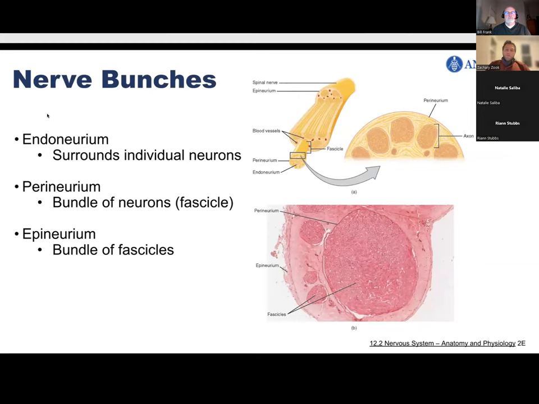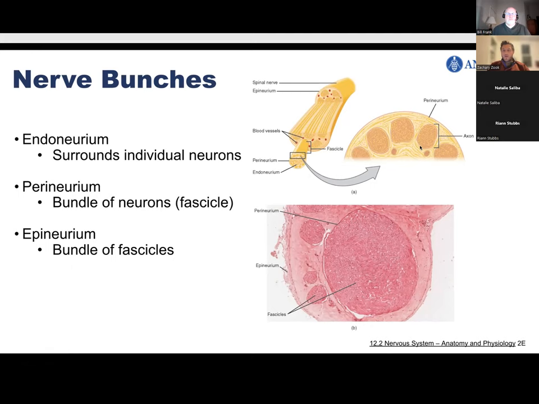So how are nerves bunched, specifically in the peripheral nervous system? When you think about it, you have probably hundreds of thousands of nerves coming from different places, from your feet, from your hands, and it would be kind of messy just to have them scattered throughout your arm. So most nerves run in nerve bunches, right? And so here you see that there's three layers to think about. You want to think about individual neurons, and then bundles of neurons, which is called a fascicle. And then there's bundles of fascicles. So there's three layers to this, right?